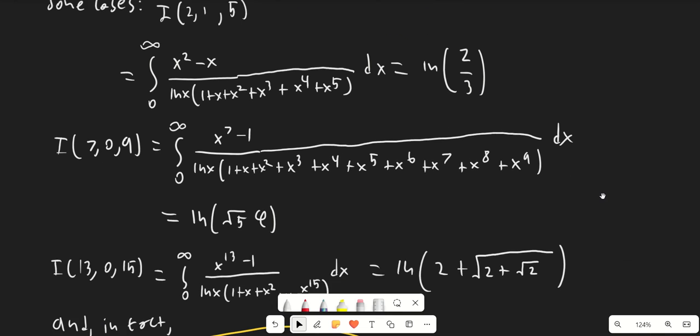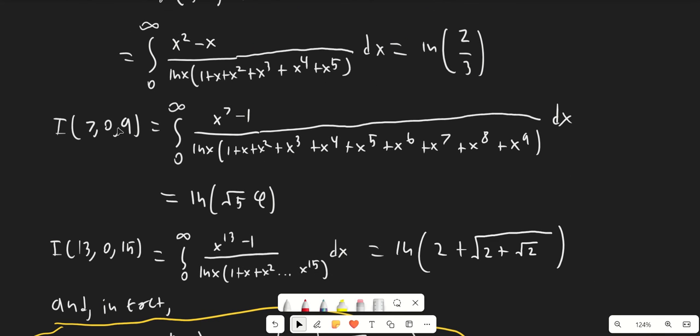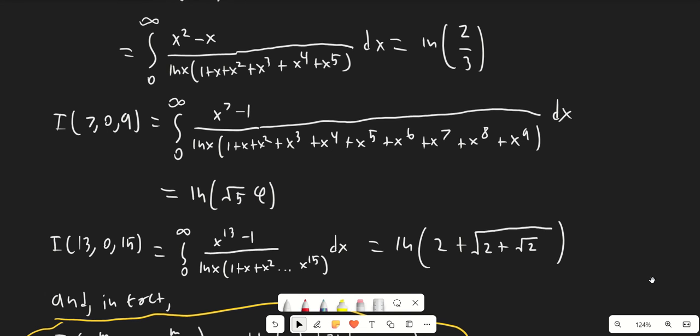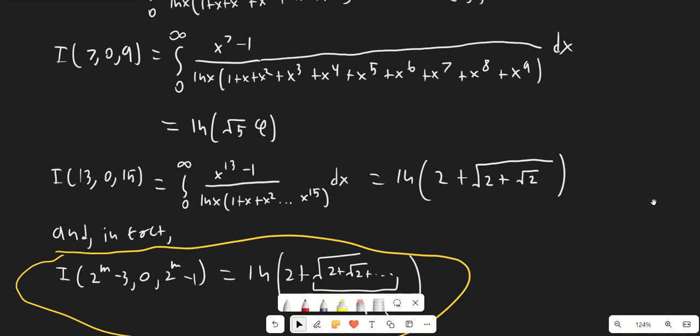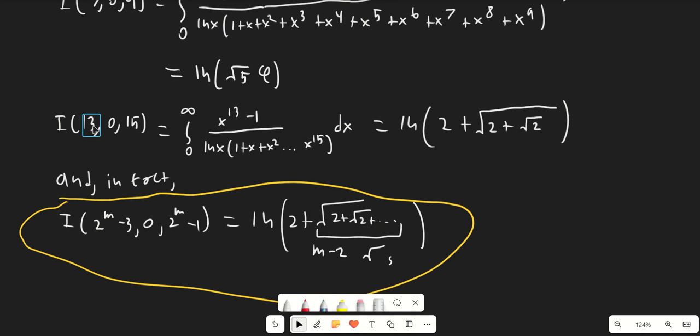However, if we take it a little bit further, we get I of 7, 0, and 9. We get the integral from 0 to infinity of x to the 7 minus 1 over natural log of x times 1 plus x squared plus x cubed plus x to the 4th plus x to the 5th all the way up to x to the 9th. We get natural log of root 5 times phi, the golden ratio, which I just think is absolutely cool. And this is absolutely the coolest identity with this function right here. If we take I of 13, 0, and 15, which as you can see, I haven't even written out the whole thing because there are so many terms on the bottom, we get natural log of 2 plus square root 2 plus square root 2. That's crazy.